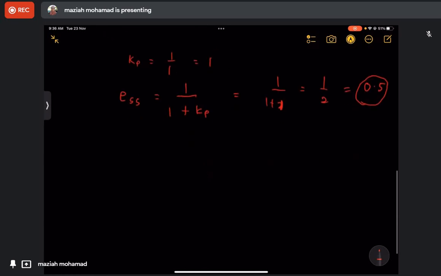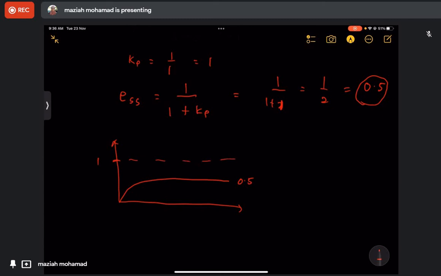So we can expect the system to behave like this. We expect the system to reach 1 because it's a unit step input, but instead the system will only reach 0.5, because the steady state error is equal to 0.5. Meaning 1 is the final value, minus the error 0.5, so the final value is 0.5.